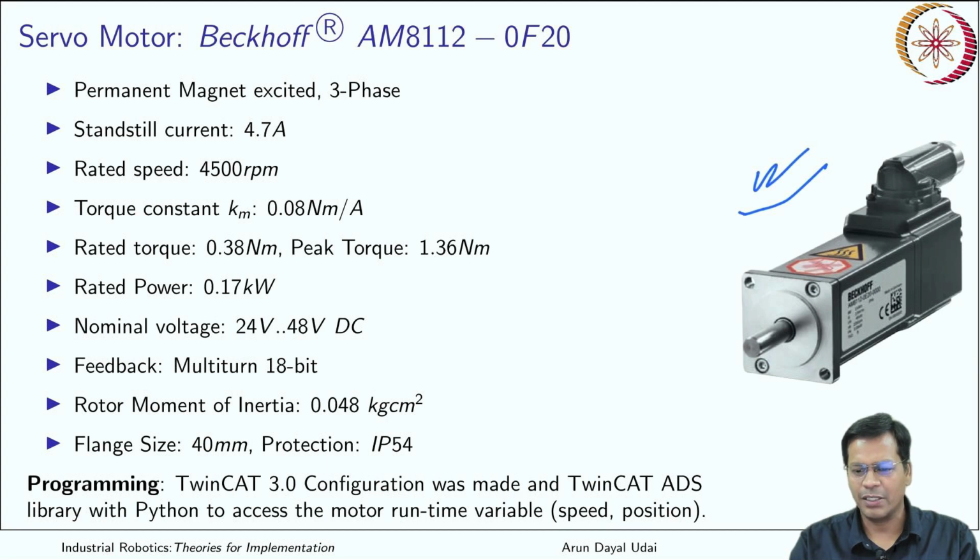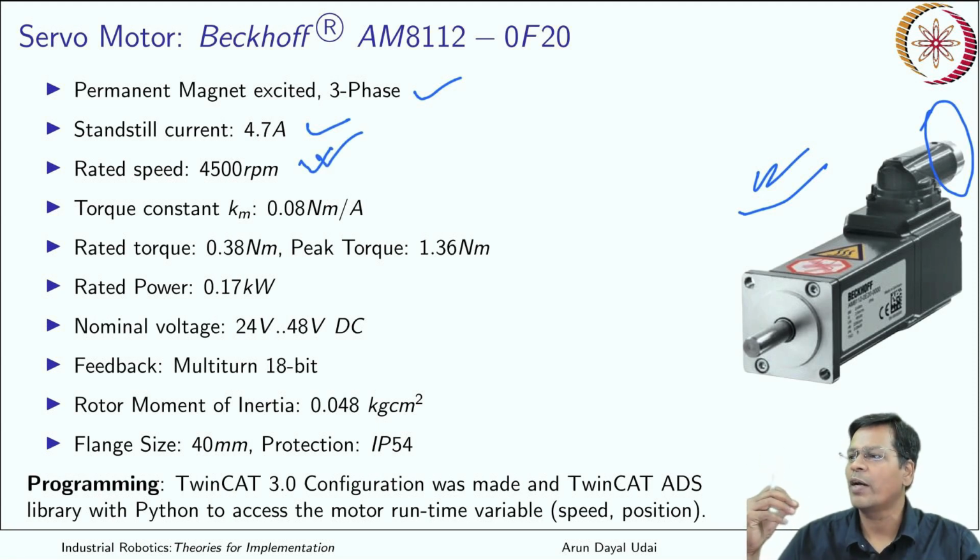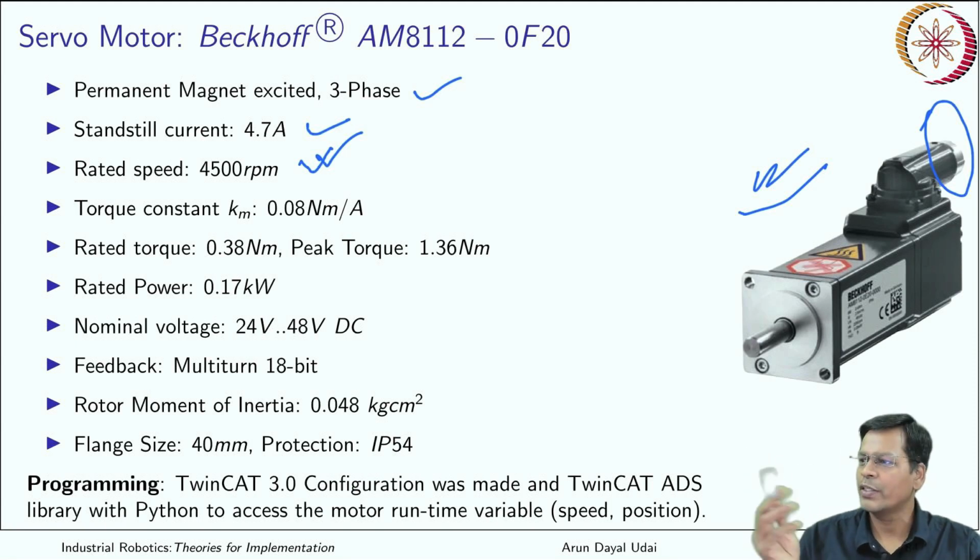This is a standard servo motor, AC servo motor, similar to the kind that I have shown, but it has just one cable technology. So your encoder wire and your power cable both go through a single bonded cable. It doesn't matter even if it is separate. This is permanent magnet excited, 3-phase, 4.7 ampere at standstill, and the rated speed is 4500 RPM. So it requires a gearbox if you have to control that, to enhance the torque and to reduce the speed.